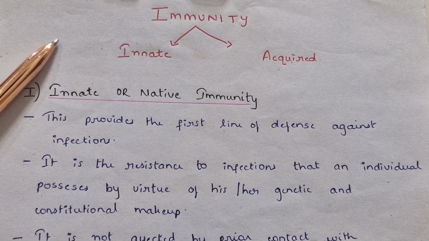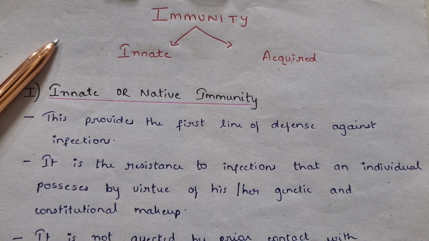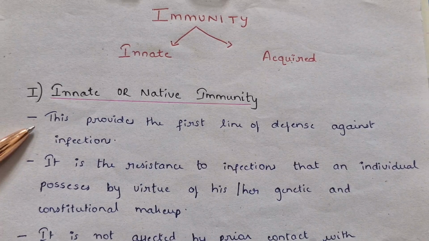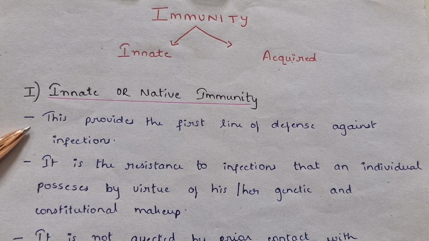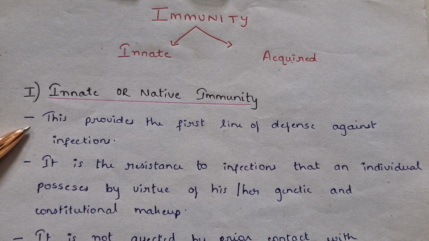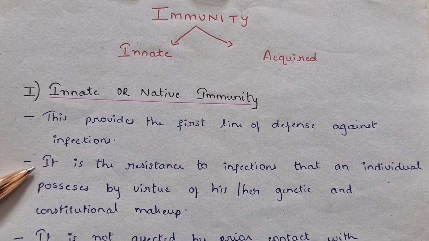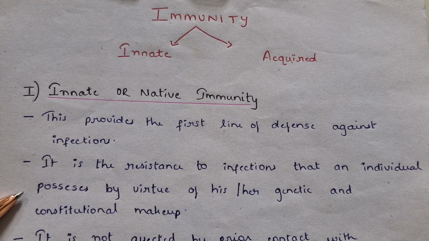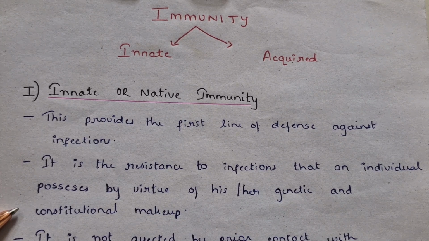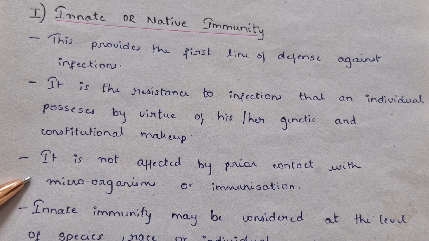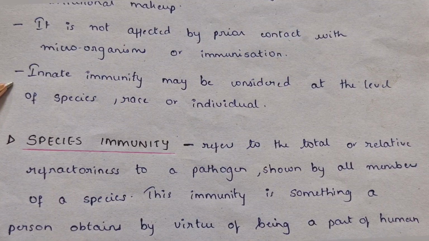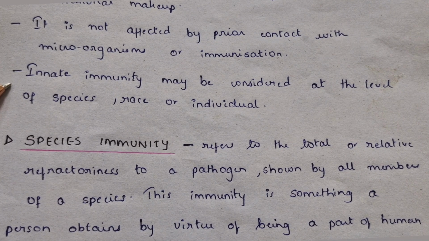Immunity. Immunity can either be innate or acquired. Innate is also called native immunity. Innate immunity provides the first line of defense against infections. It is the resistance to infections that an individual possesses by virtue of his or her genetic and constitutional makeup. It is not affected by prior contact with microorganisms or immunization.